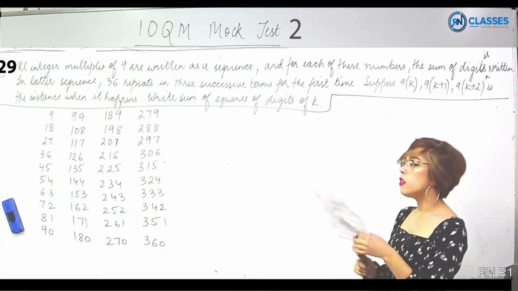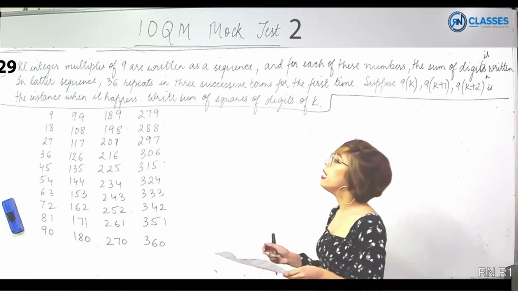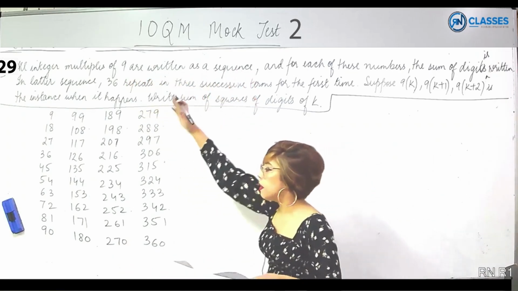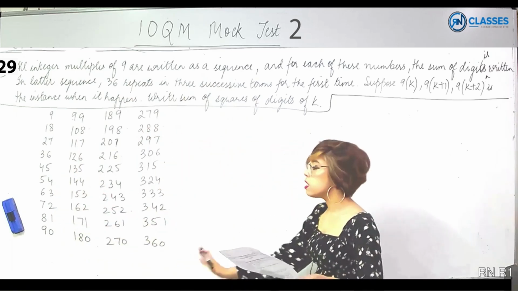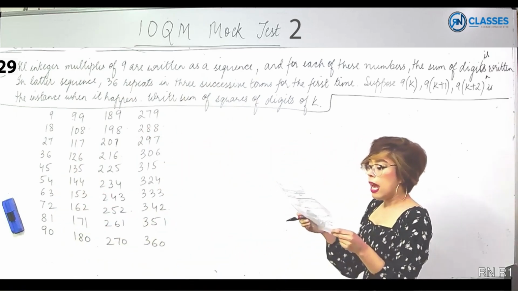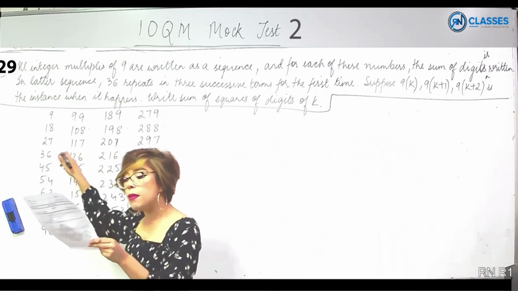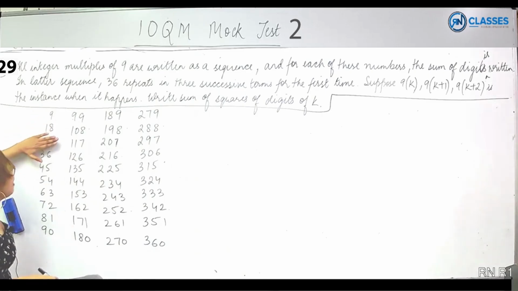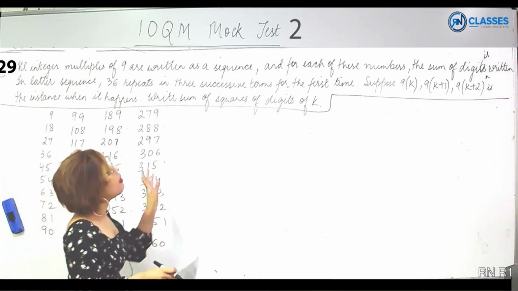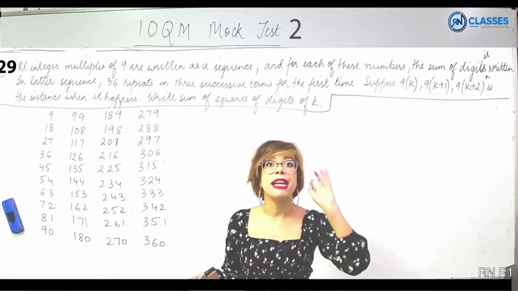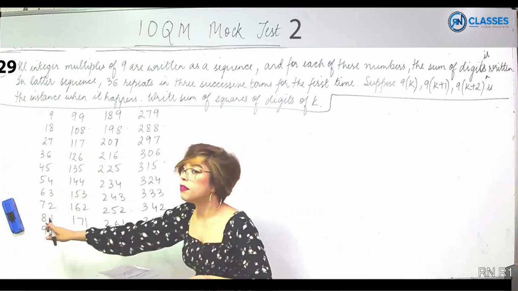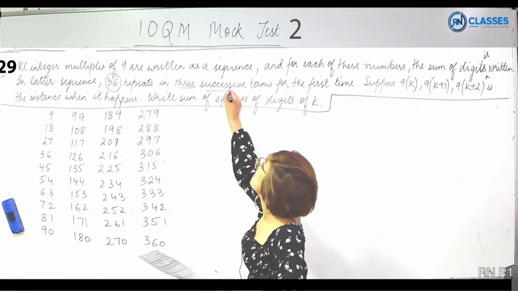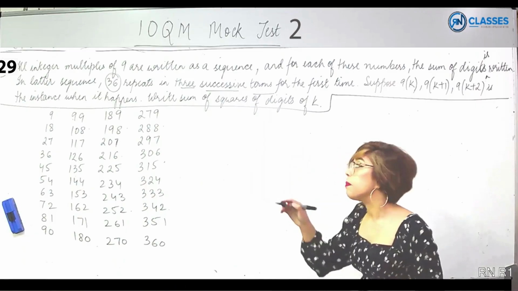So I will read the question. Now he says all integer multiples of 9 are written as a sequence. I have written some of the terms of the sequence and the sequence is moving along. And for each of these numbers, the sum of its digits is written. So the sum of digits here is 9, 9, 9 and so on. Now he says in the latter sequence, the one where I have written the sum of the digits, 36 repeats in 3 successive terms for the first time.